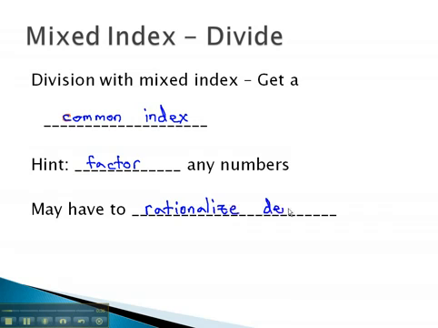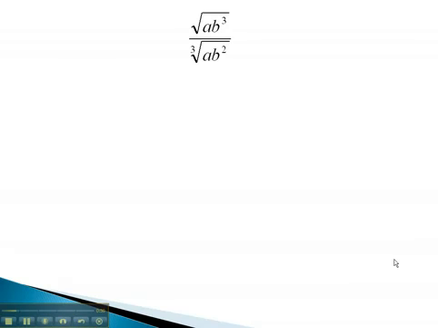However, we must remember for our final answer, we may have to rationalize our denominators, which means we can have no radicals in our final answer's denominator. Let's start by looking at this problem.